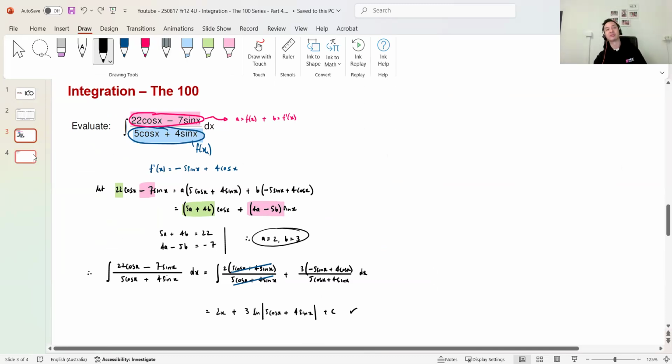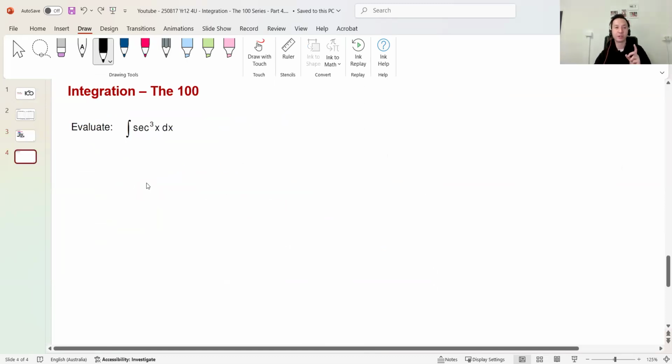The next one is one of my favorites, right? Sec cubed. Yeah? Now, all my students know that one of my favorite integrals is sec x. This is like sec x with the deluxe model of sec x. It's like the special release model of sec x, and I'll show you how to do this.